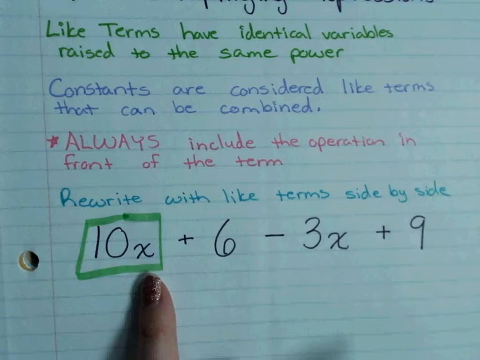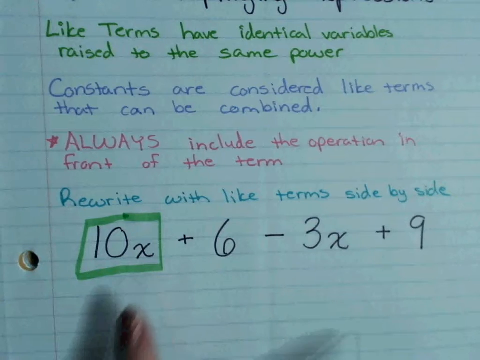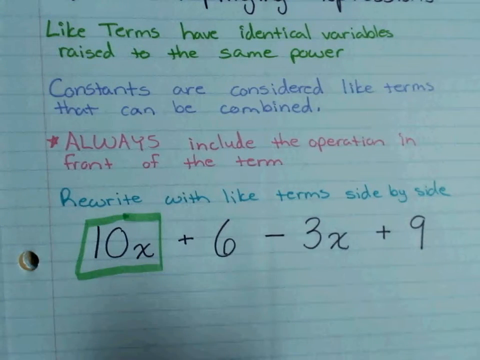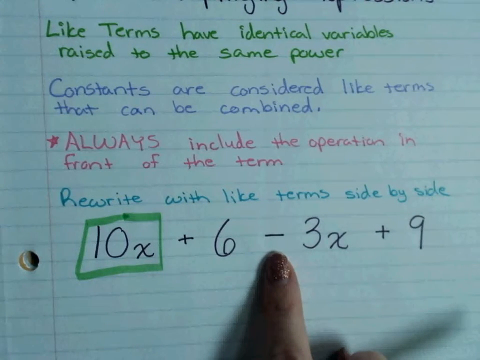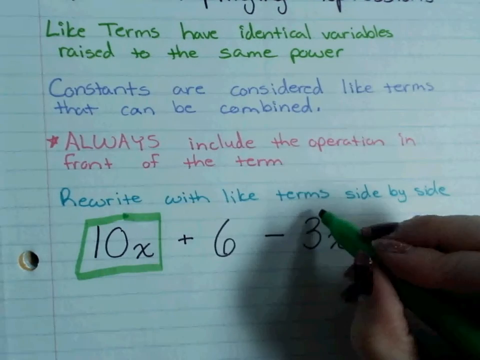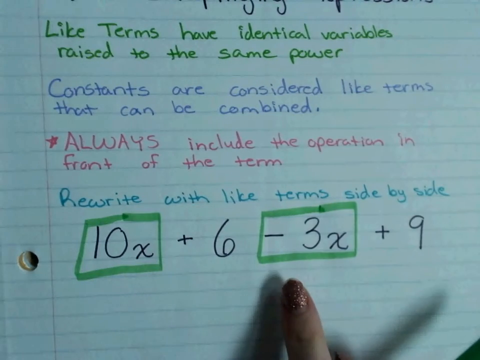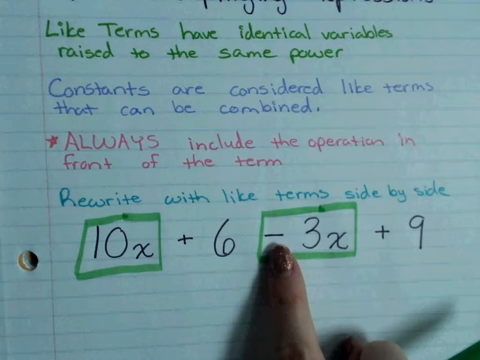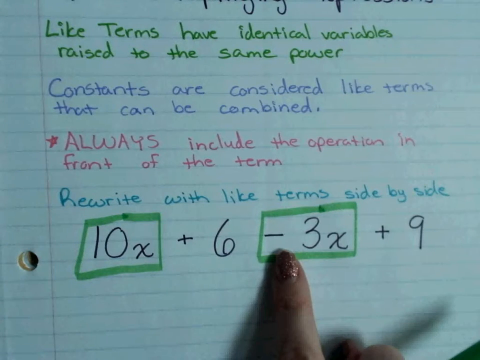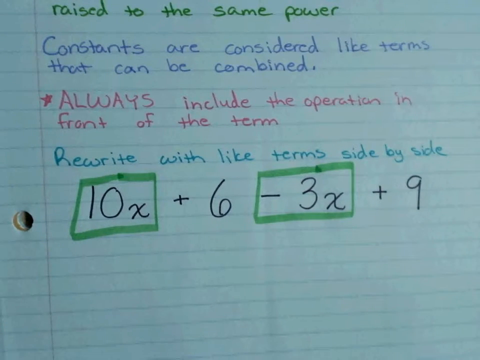Rachel? 3x, but we don't just say 3x, we include the operation that's in front of it. So what's the operation in front of it? Minus 3x. So we include that minus 3x. Now, the reason I need to include it is because when I separate it out, that minus sign now acts like a what? A negative. Okay? Do I have any other terms that are like terms to 10x or the negative 3x? No. There's no more x terms.